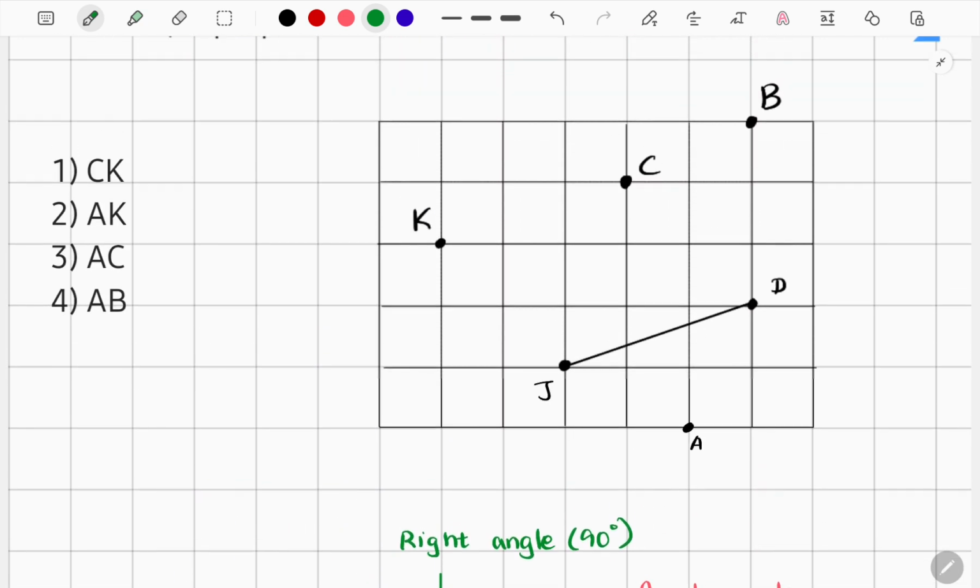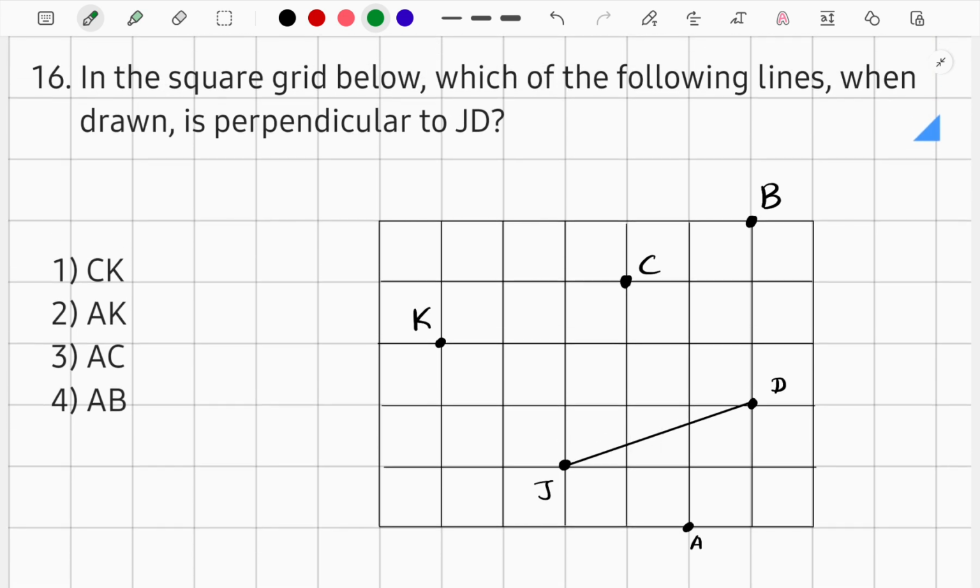Now let's go to the main question. We need to find which of the following lines when drawn is perpendicular to JD. Now let us take the first one, CK. Let us draw a line for CK. When we draw a line for CK and compare CK and JD lines, we see that it is parallel and there's no intersection. Therefore, it is parallel.